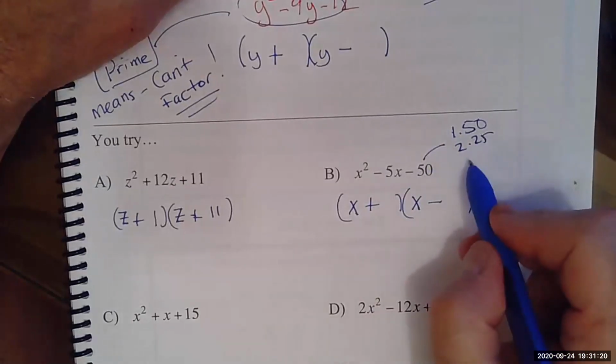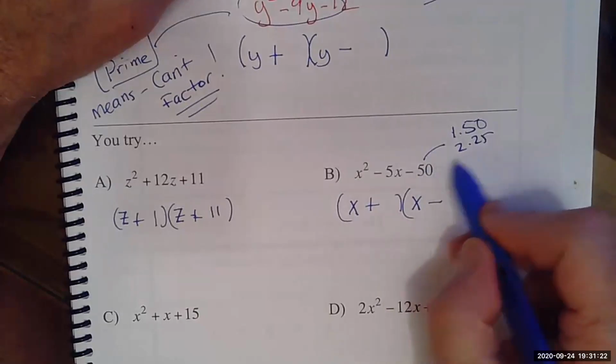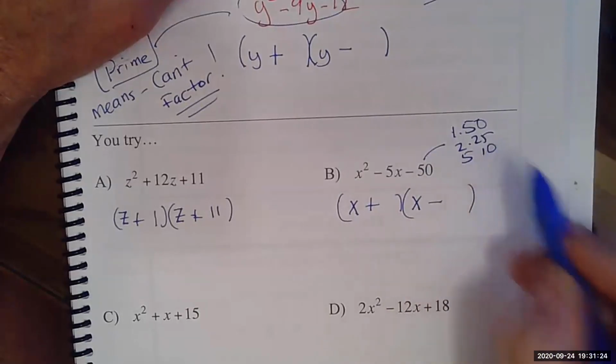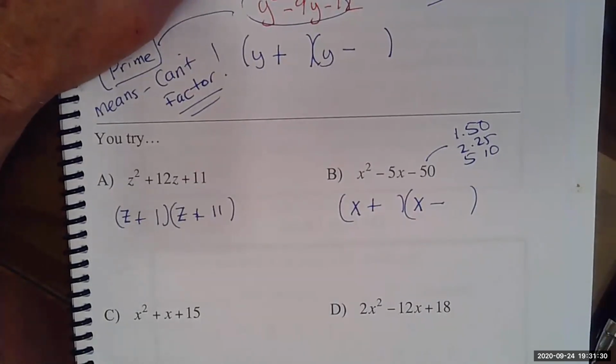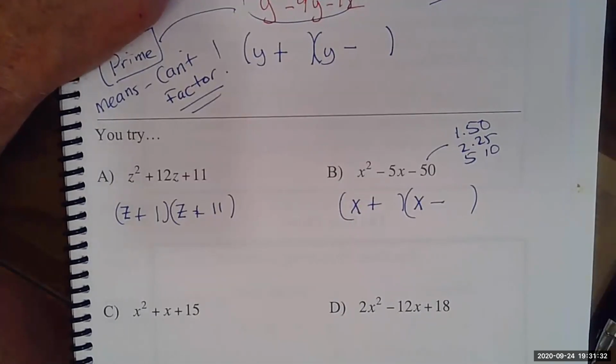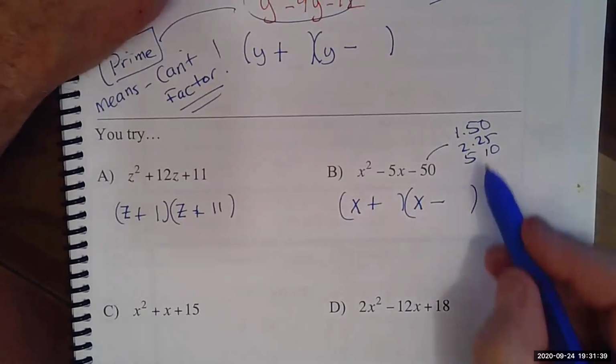That doesn't work. 3 doesn't go into that. 4 doesn't go into 50. 5 and 10. Oh, that's 15, Jeff. No, no, no, no. Subtract 5 and 10. I can get the 5, but I want negative 5. Don't forget, it's a negative 5. So 5 and 10, ding, ding, ding.